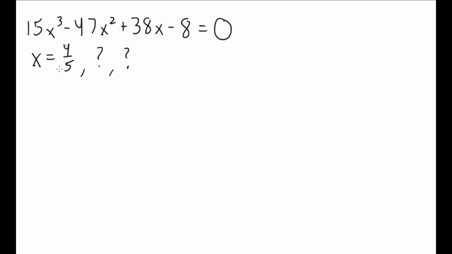First thing we have to do is create a term out of this root of x equals 4/5. So if x equals 4/5, x minus 4/5 will be 0. And now we multiply to get rid of the denominator. So 5x minus 4, that's the term we're going to be dividing this whole thing by.